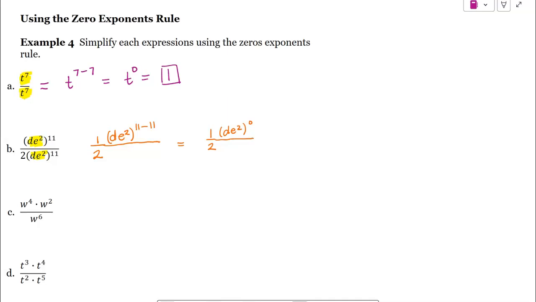Even though what's inside the parentheses looks a little bit more complicated than what we had in example A, anything that's raised to the 0 power is equal to 1. So I still have 1/2 here, and then this just becomes a 1 in the numerator. And so my overall answer here is 1/2.